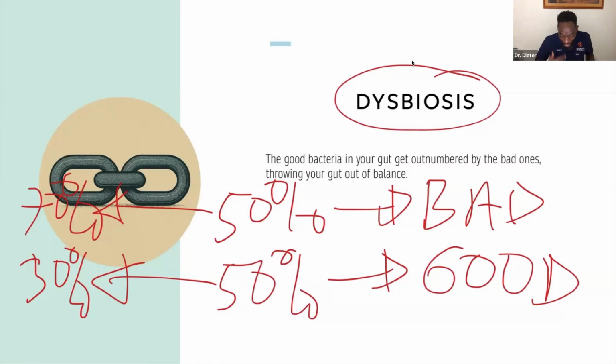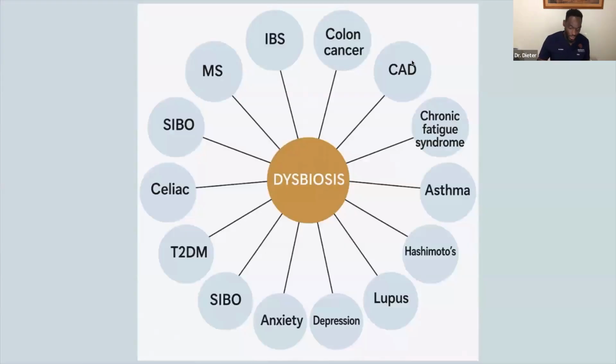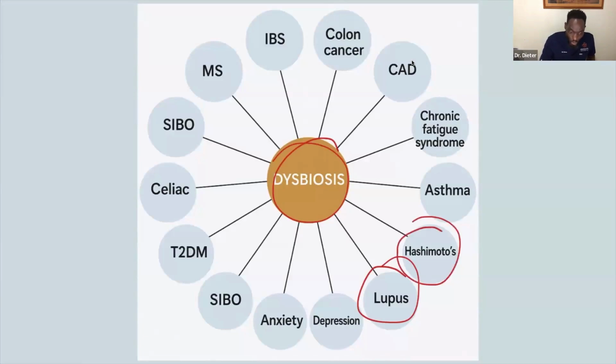Now, when you have dysbiosis, it results in a slew of diseases like this. Remember, the microbiome is in charge of training the immune system. When the microbiome is unhealthy, it gives the immune system an unhealthy training. The immune system has its finger ready on the trigger, attacking the body cells. Lupus, an autoimmune disease, comes from dysbiosis. Hashimoto's, these are autoimmune diseases. MS, an autoimmune disease. Celiac, an autoimmune disease.